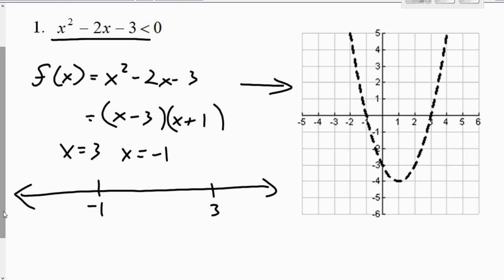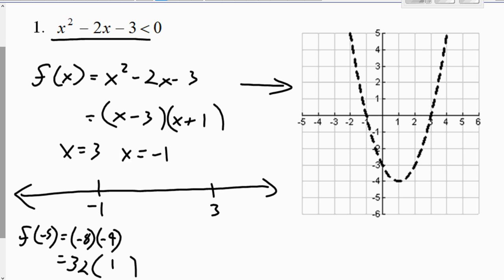So for -1 to -infinity, I'm just going to say, let's do f of -5. As I plug that into my function, I get -8 times -4. And I don't really care that this is 32. What I really care about is that this is positive. So on my graph, I can see that on this interval, from -1 and over, we have a positive value. And again, now I'm concerned with this interval in the middle, which is from -1 to 3.